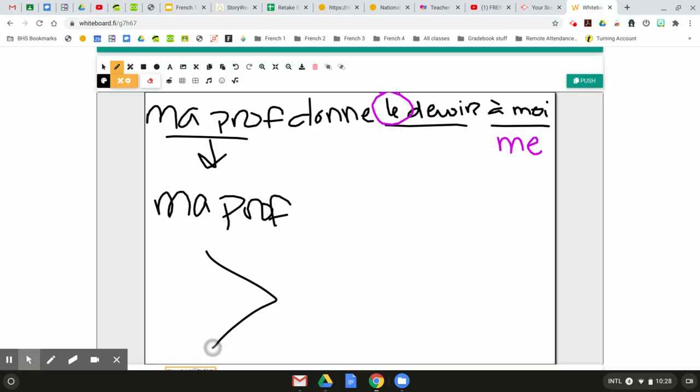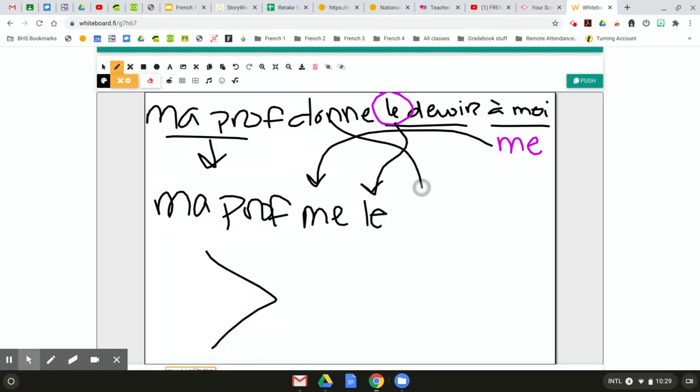And now we need to remember our triangle. The me needs to go first, so we're going to take that and bring it right on over here and write me. Now we need to take le and bring it down because that was in our second order. So me, le, and then our verb goes last. So donne. So ma prof me le donne.